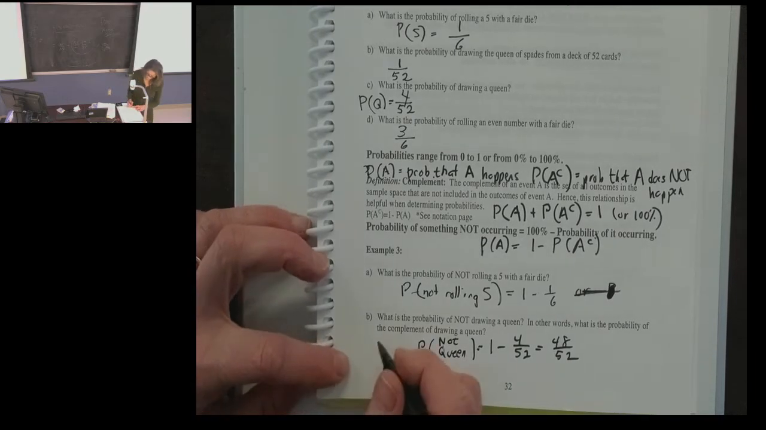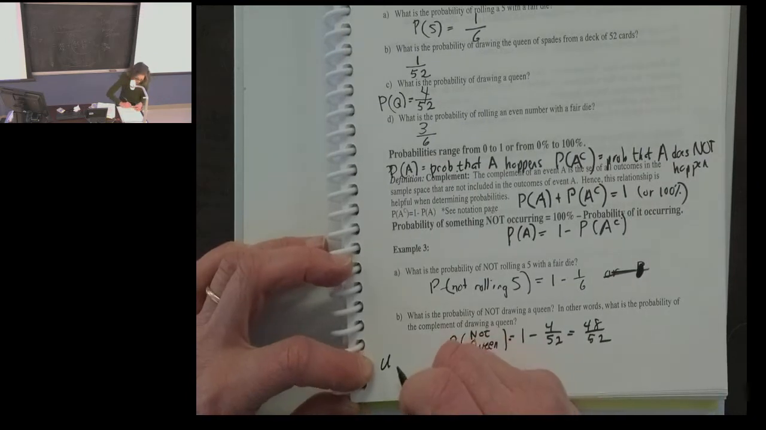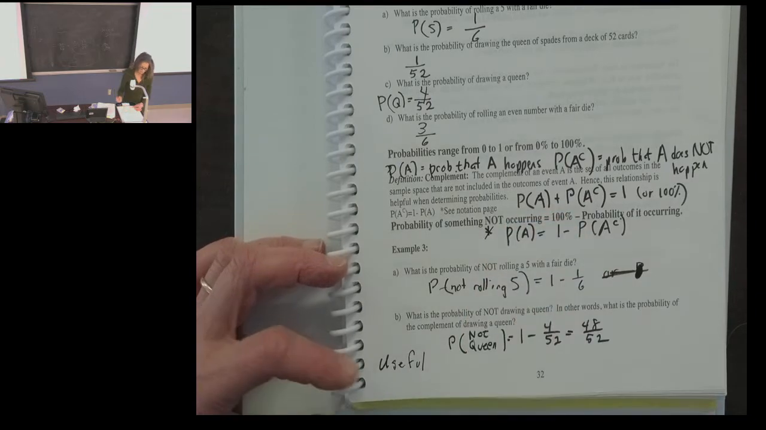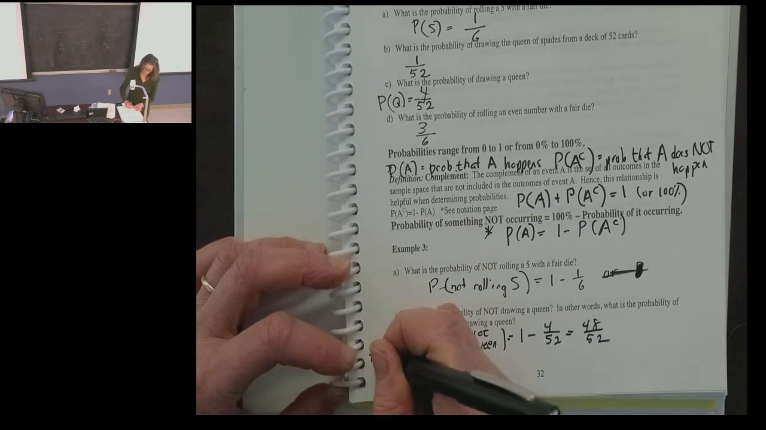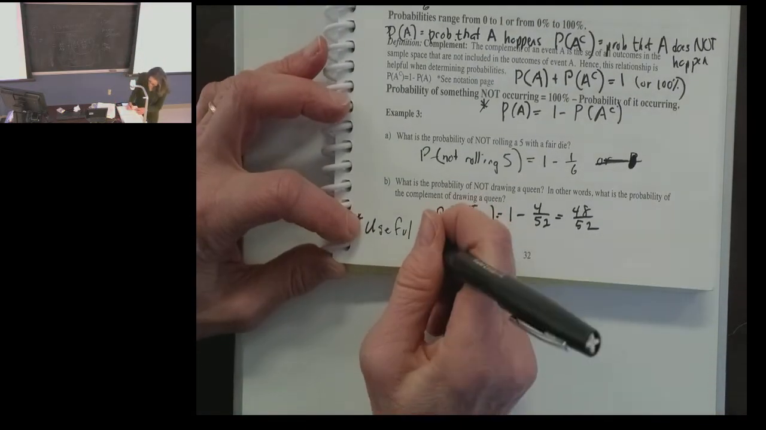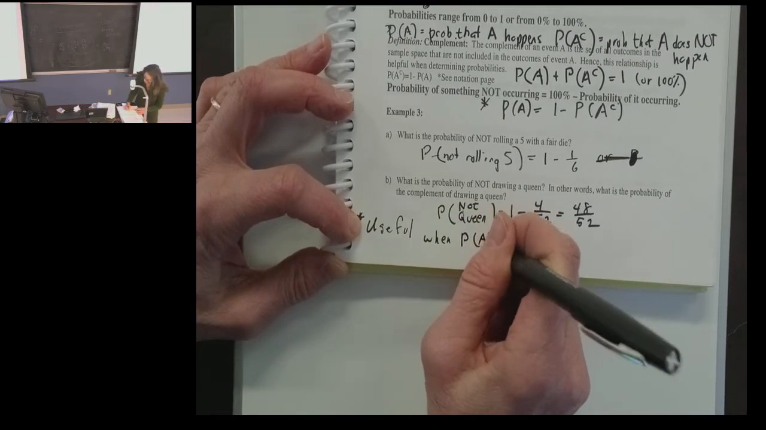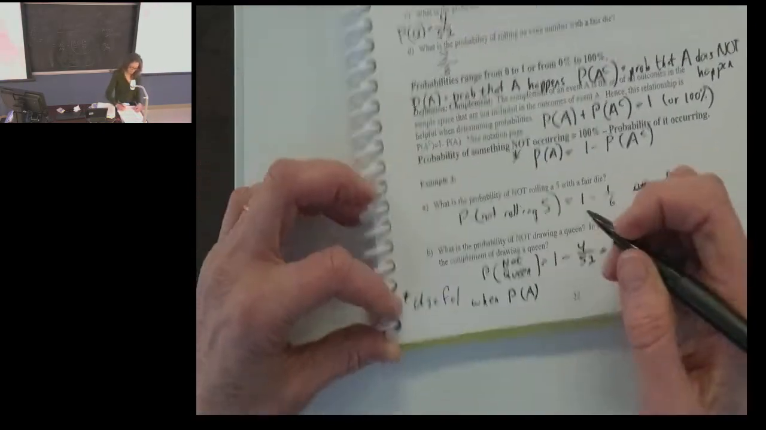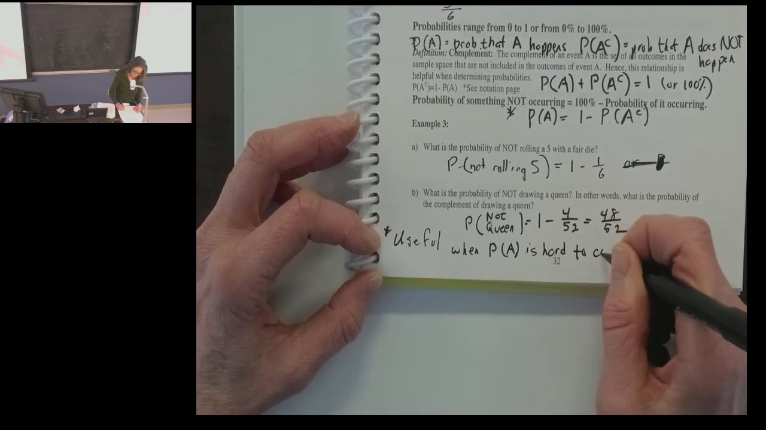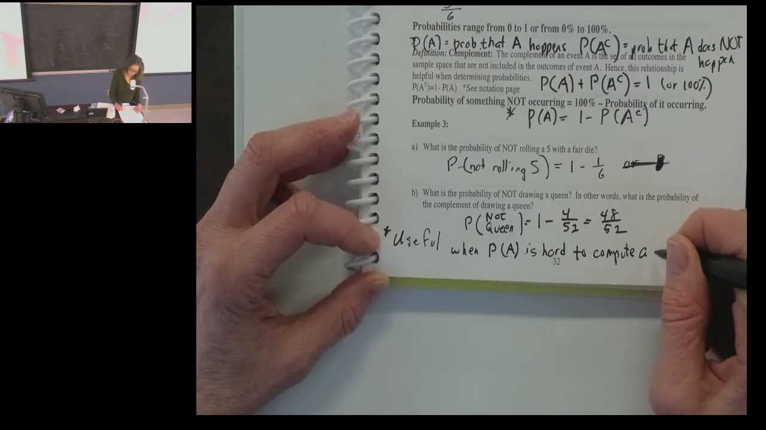But it's useful in many other examples that we're going to see. So this rule is very useful. This right here, it's going to come up a lot. It's useful when the probability of A is hard to figure out, and the probability of not A is easy.